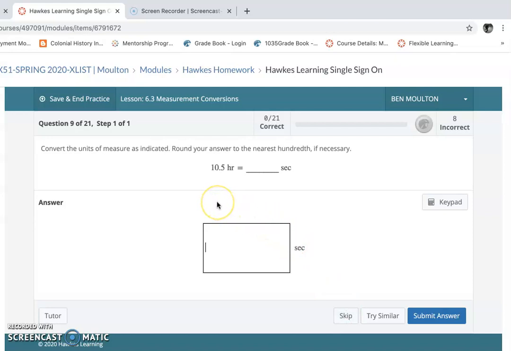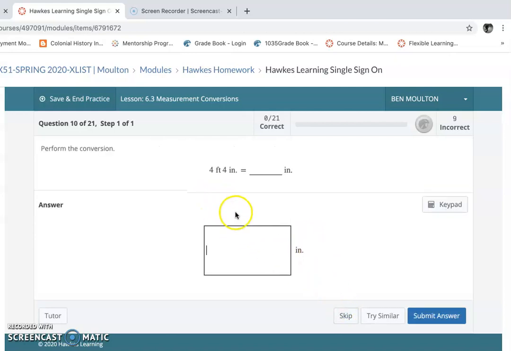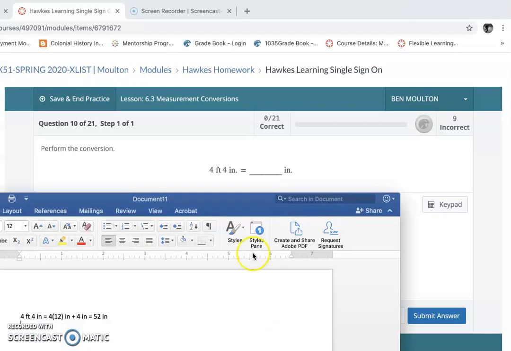Next problem, converting hours into seconds. I think you guys know how to do that one just fine. The next one, let me take a look at this one actually. The thing we're going to need to do here is convert this 4 feet part into inches. Now, hopefully you know that within a foot there's 12 inches, so 4 times 12 will be 48. So this 4 feet 4 inches is really 4 times 12 inches plus this 4 inches here. So that's 48 plus 4. I'm looking at 52 inches.